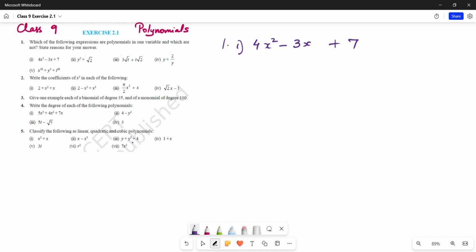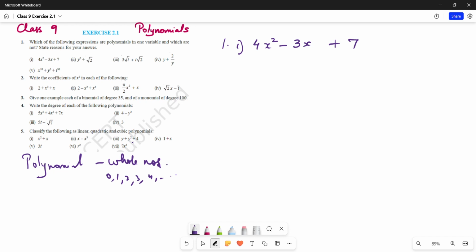So what do we know about polynomials now? The power of the variable in a polynomial must be whole numbers. What are whole numbers? 0, 1, 2, 3, 4 and so on. And whether it's one variable or not, we will see while working out the problems.